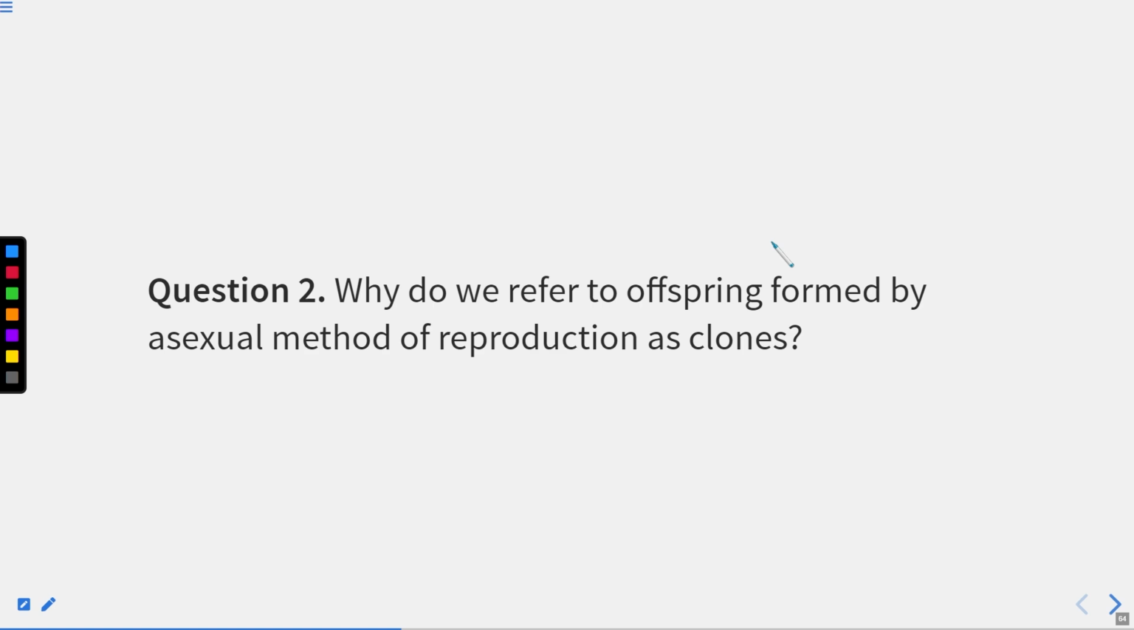Now, moving on to the next question. Why do we refer to offsprings formed by asexual method of reproduction as clones? This we have already discussed. Offsprings, you can also say progeny, formed by asexual method of reproduction are called clones. The question is, why are they called clones? So let's have a look at the answer.